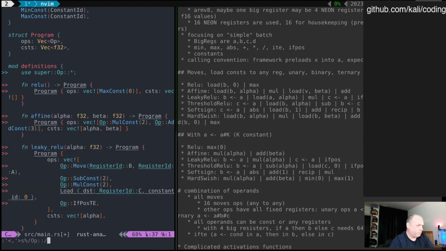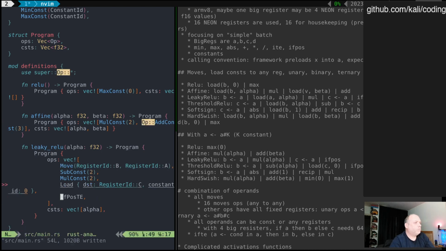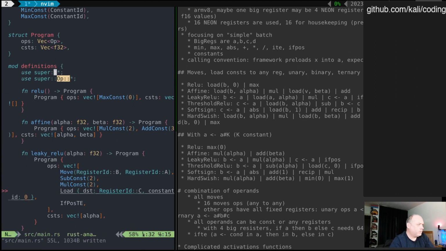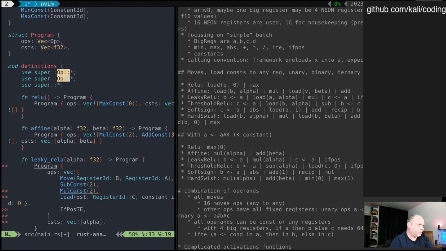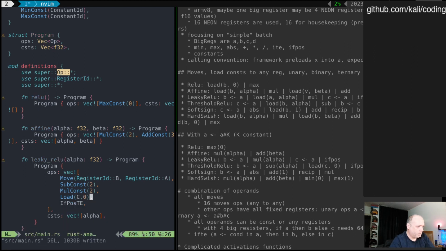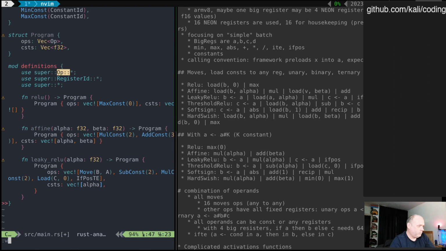Op. There's more. Here we go. And I will also need to import everything upstairs. Okay. So load now is spelled so I will also use that. This was the point really. I can use this, so I can write load C 0. So much nicer. Move B to A. I'm not sure I like it like that.